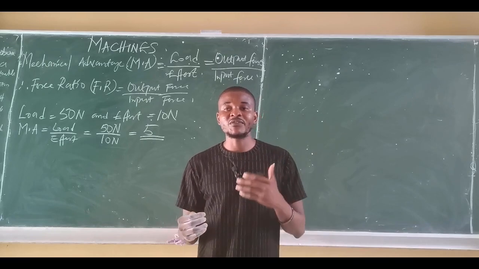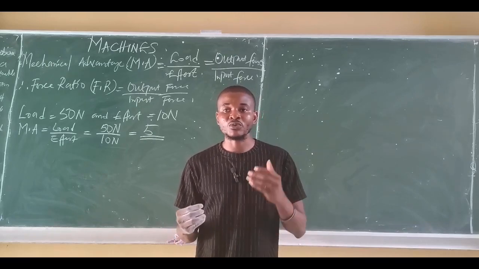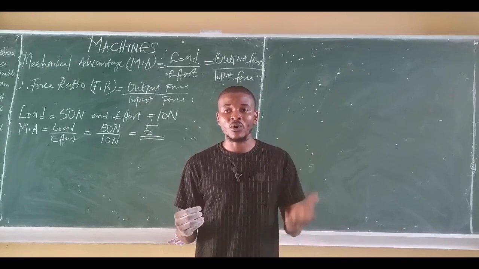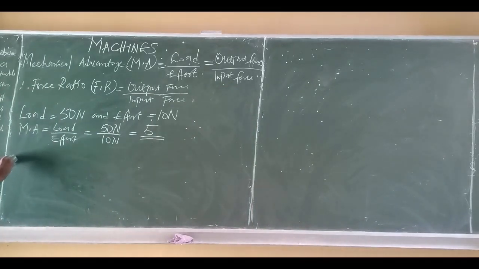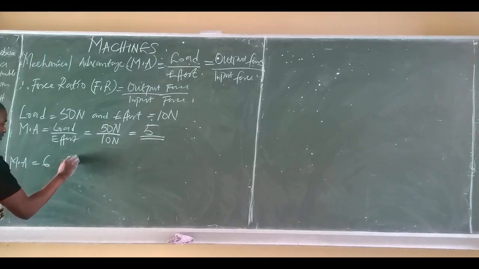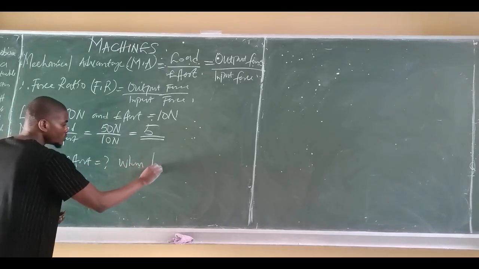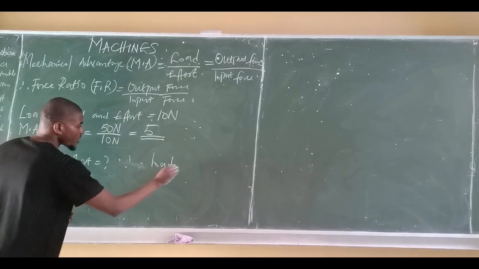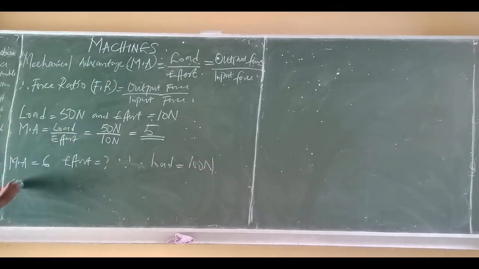Let's say for instance, if the mechanical advantage of a machine is 6, what is the effort on the machine when the load overcome is 100 newtons? Now let's do that question and see. Now we are given mechanical advantage M.A. to be 6. We are being asked what is the effort applied. Effort is unknown when it overcomes a load of 100 newtons.